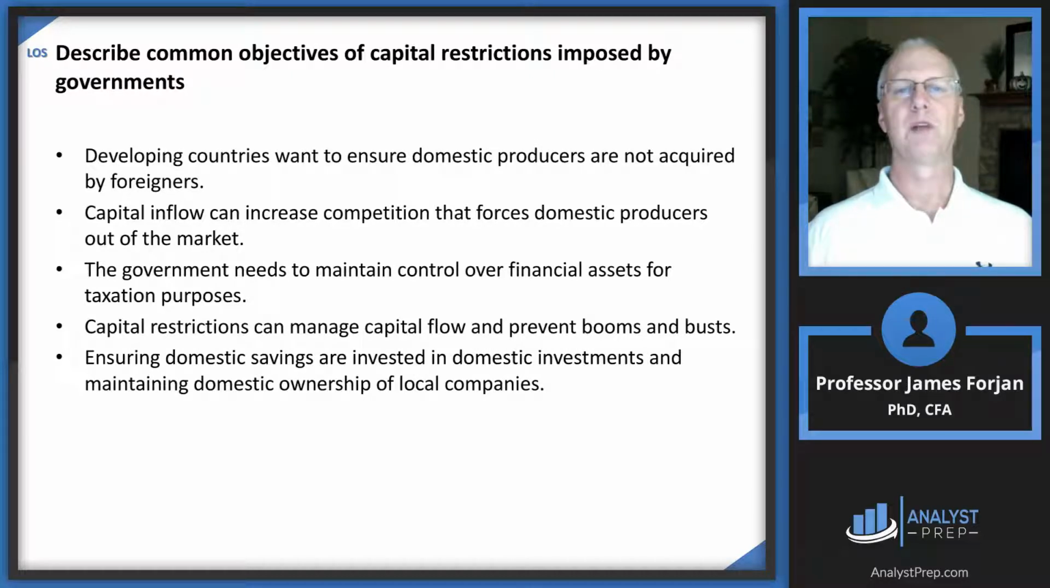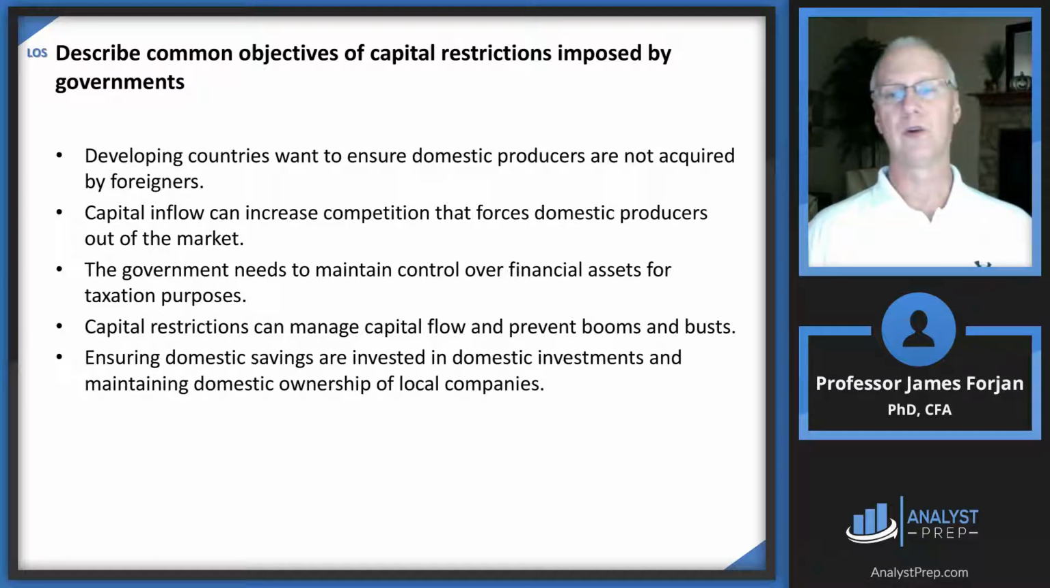How about common objectives of capital restrictions? Developing countries want to make sure that their producers are not acquired by foreigners. I think everybody's fairly aware that during the merger and acquisition game, even domestically, there is a big fear of the loss of jobs. That's a political issue inside of a country. But of course, when a foreign company takes over a domestic company and there's a loss of jobs, that's even more of an issue.